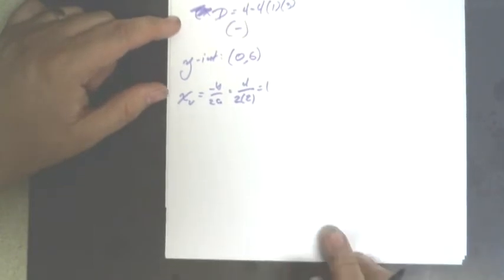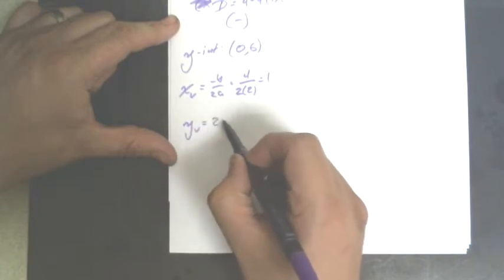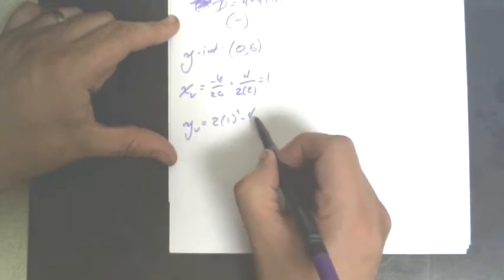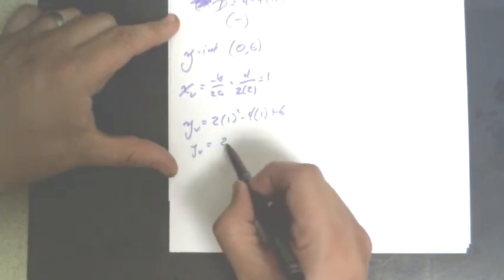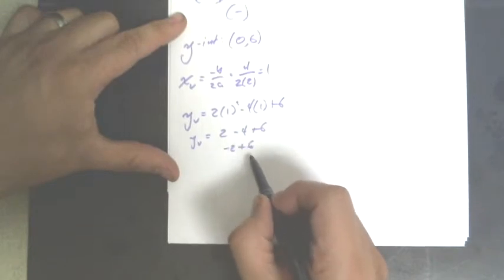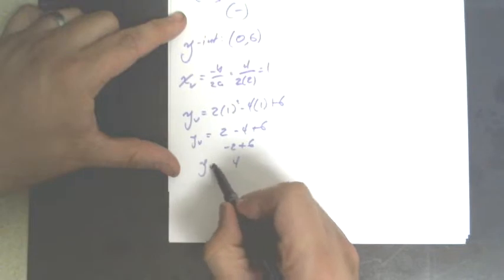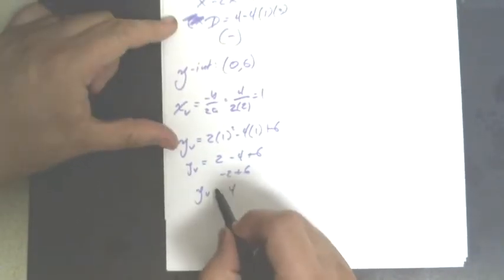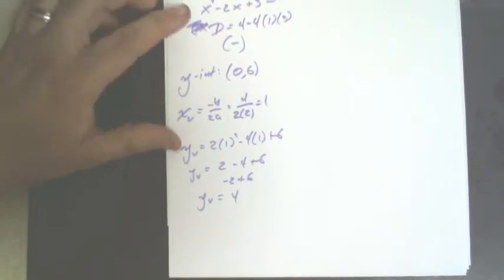To find the y value of the vertex, plug that back in. So the y value of the vertex is 2 times 1 squared minus 4 times 1 plus 6. So that's 2 minus 4 plus 6, or negative 2 plus 6, or 4. Which makes sense if it doesn't have any x-intercepts.